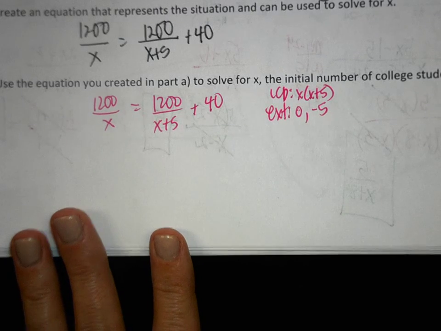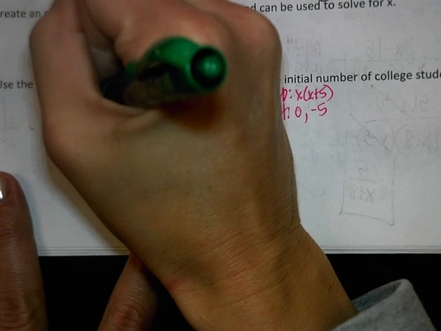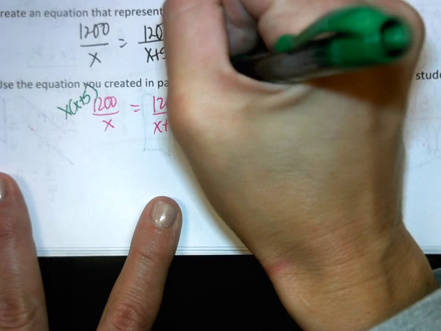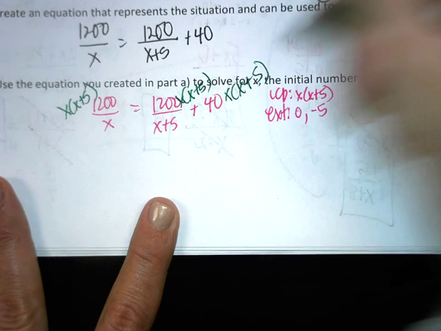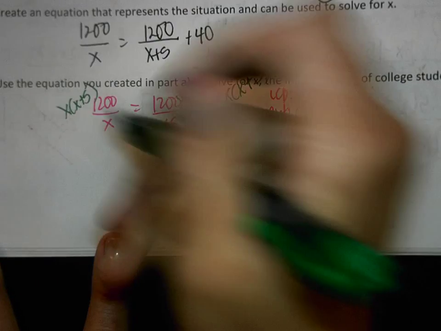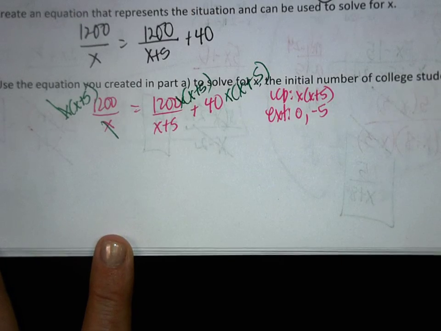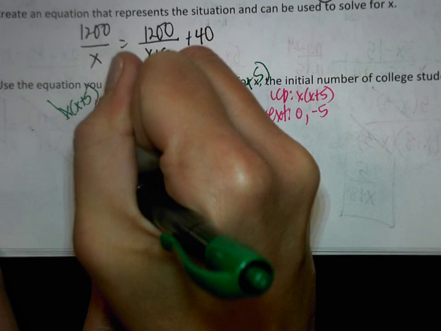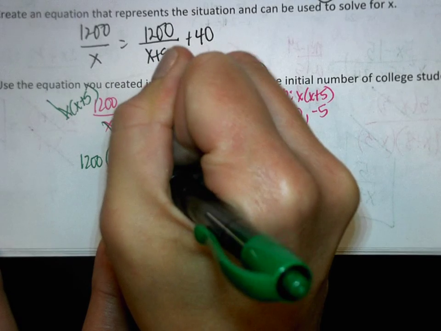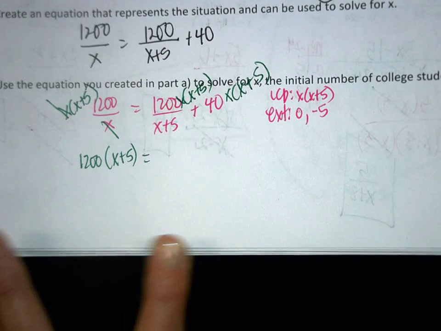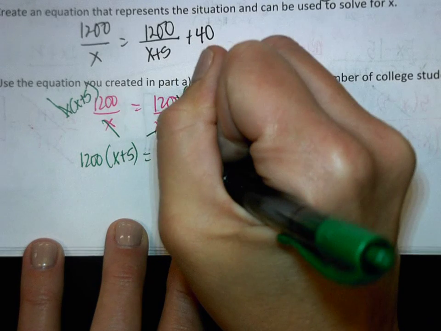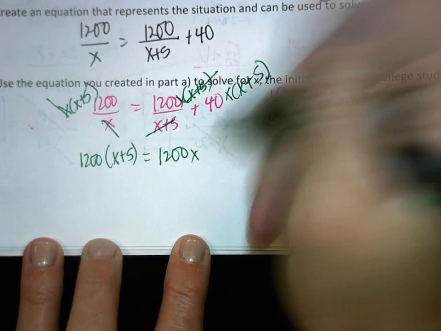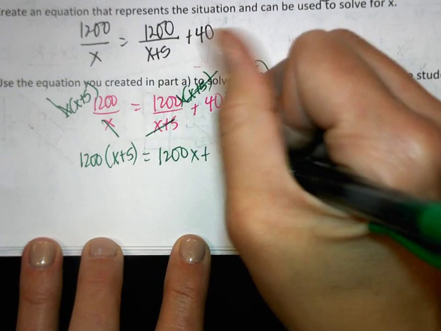So x times x plus 5 next to every term. When you do that, the x's cancel here, and we have 1,200 times x plus 5 equals, here the x plus 5's cancel, and you have 1,200x, and then I have plus 40x times x plus 5.